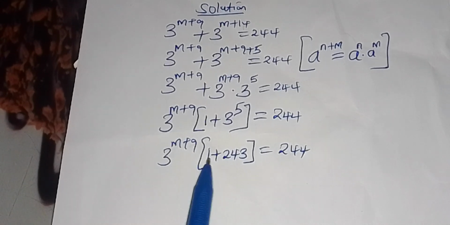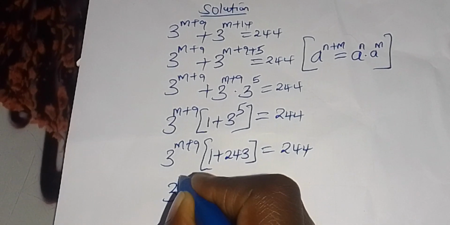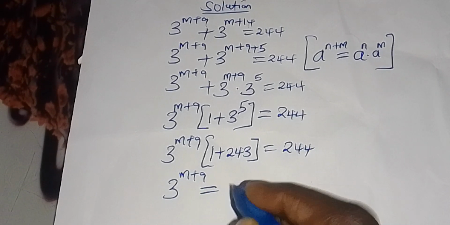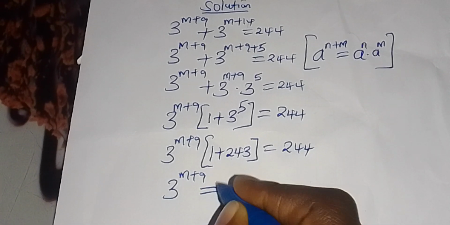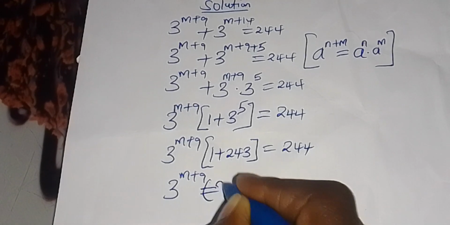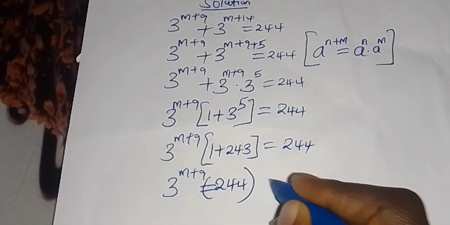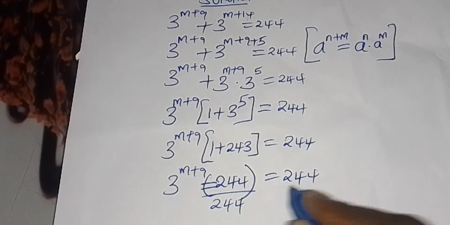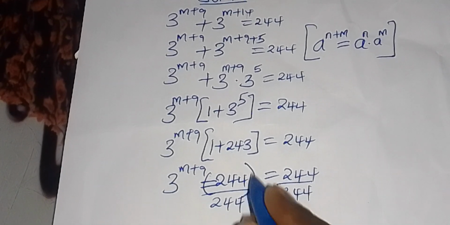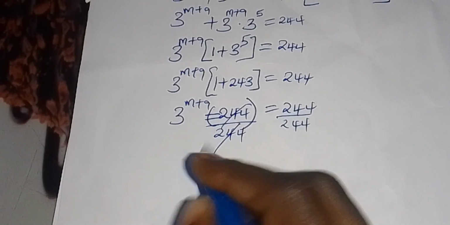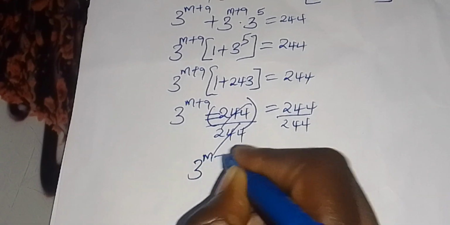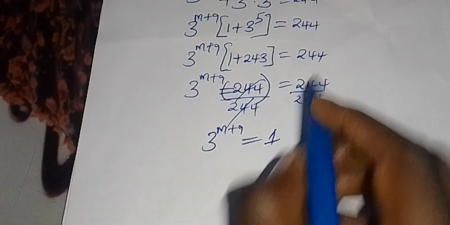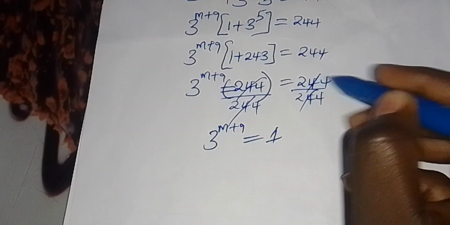Okay, so you'll have 3 raised to power m plus 9. This is equal to 1 plus 243. This is supposed to be equal to 244. So we divide both sides by 244. Okay, so if you simplify, you're going to have 3 raised to power m plus 9. This is equal to 1. If you simplify here, this is 1.